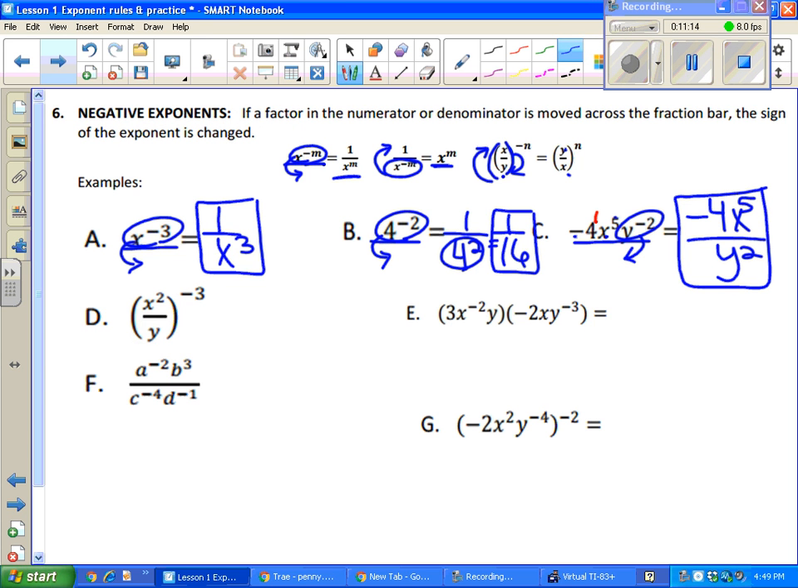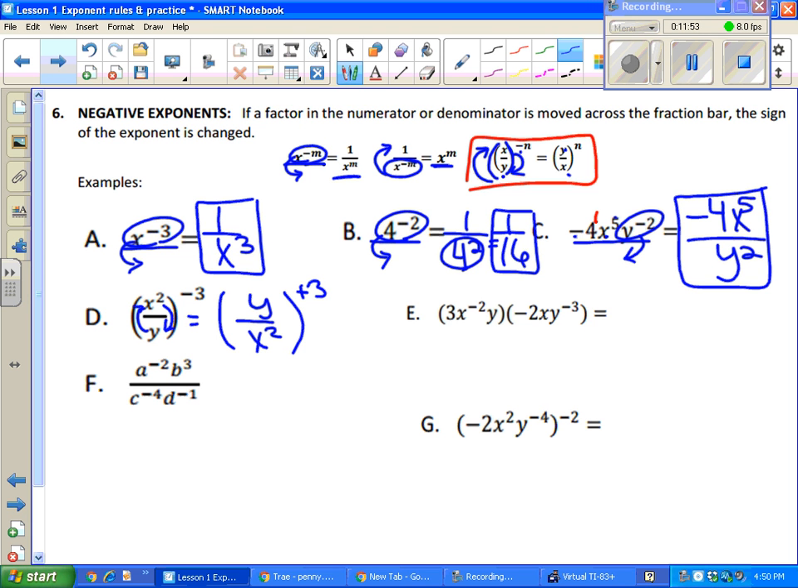All right, letter D. Letter D says, I have a parenthesis, so I don't have to take care of that. Everything inside gets raised to the negative 3 power. But I can actually change my negative exponent to a positive exponent first, just like this rule right here shows. So let's do that first. I know that if I bring the y to the top, and if I bring the x to the bottom, x squared, then that becomes to the positive 3 power. Okay? Again, y came to the top, x to the second came to the bottom, and that became a positive 3 exponent.